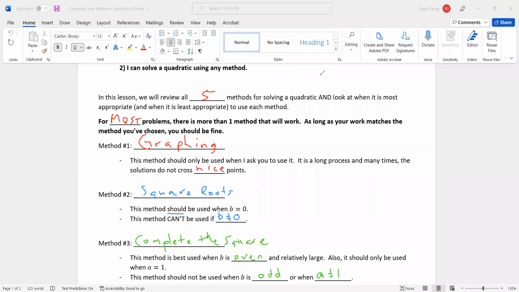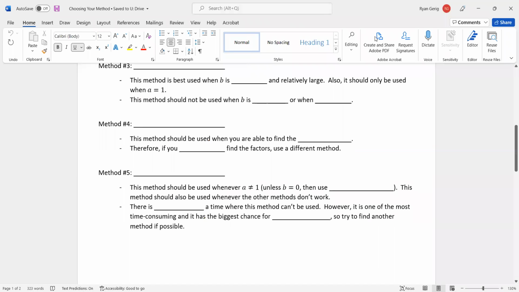So those are the first 3. We'll go ahead and scroll down here. Last 2. Factoring is the next one. This method should be used, and it's going to sound really silly here. This method should only be used when you are able to find the factors. Therefore, if you can't find the factors, choose another method. Okay? And I'll talk about that one on the back.